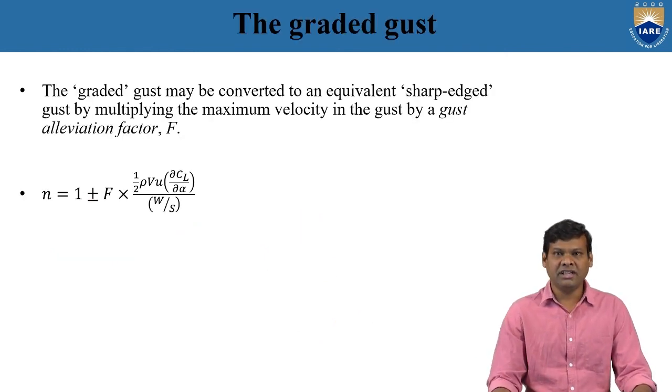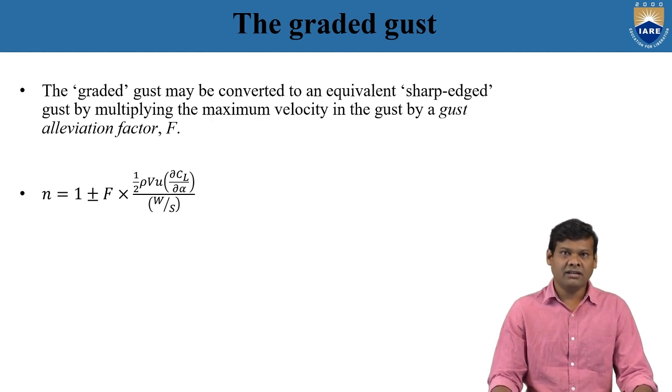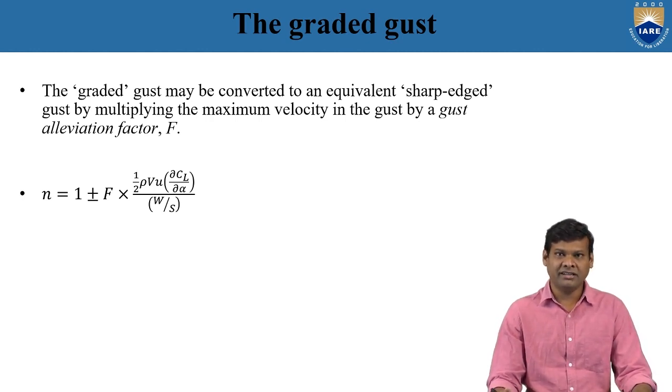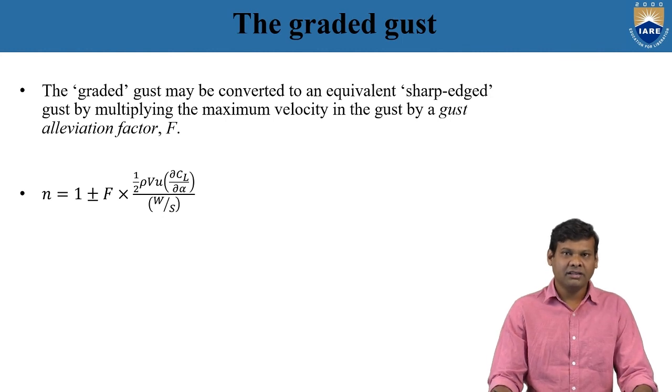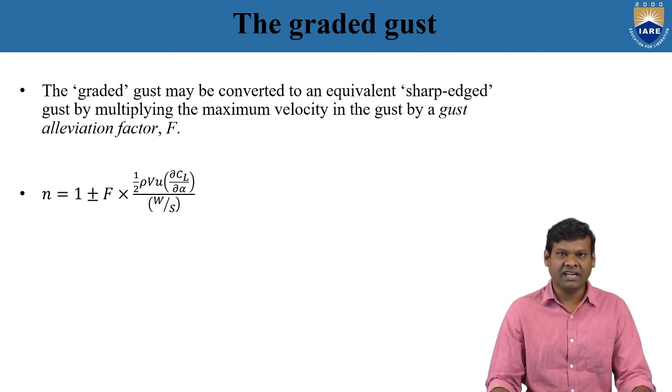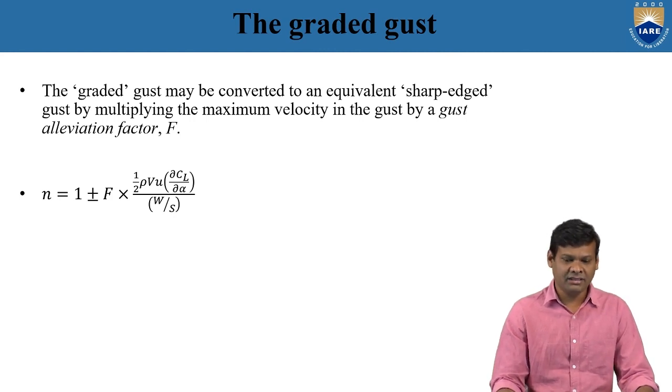And finally, about the gradient gust, there is not much discussion. The analysis of the gradient gust is out of the scope of our syllabus. In order to account for the gradient gust, we need to multiply by some factor called the gust alleviation factor, F. Finally, the load factor N equals 1 plus or minus F into 1 by 2 rho VU dou CL by dou alpha into W by S.